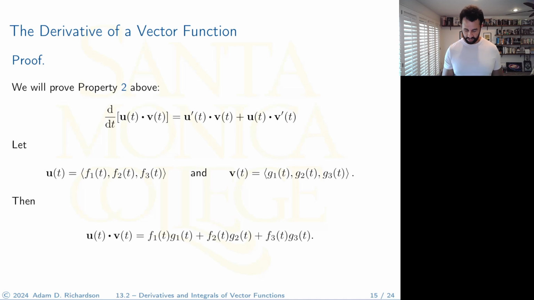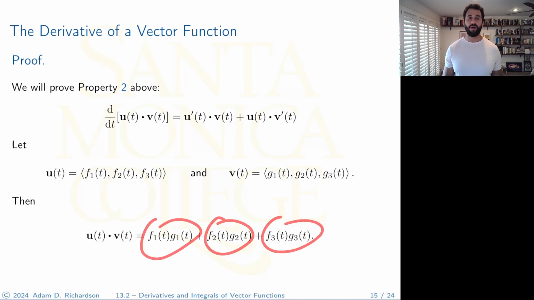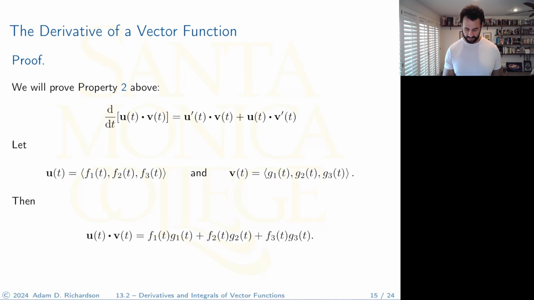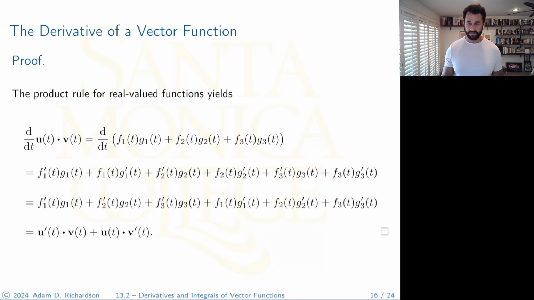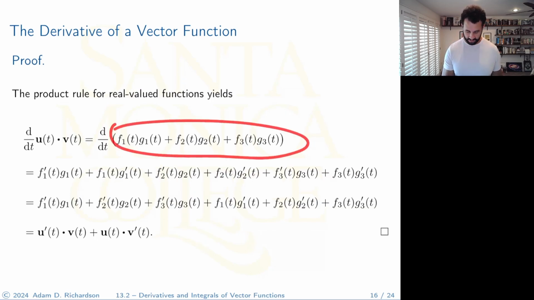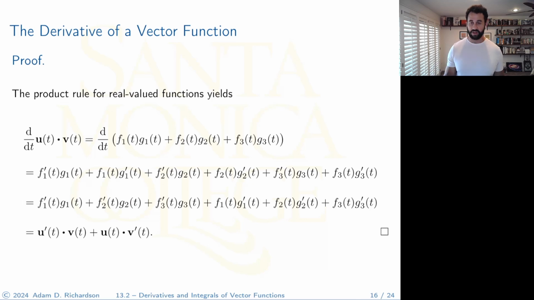And then we can use the product rule on each one of these, the good old product rule from back in Calc 1. These are just scalar functions, right? Real valued functions. And here's the computation. The derivative of this is the derivative of this. Linearity plus the product rule gives you this.